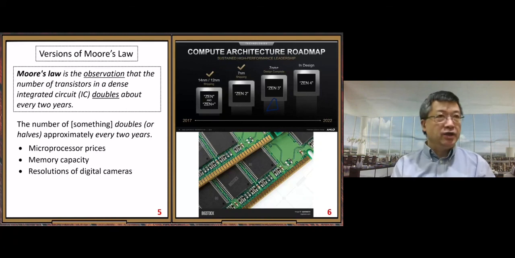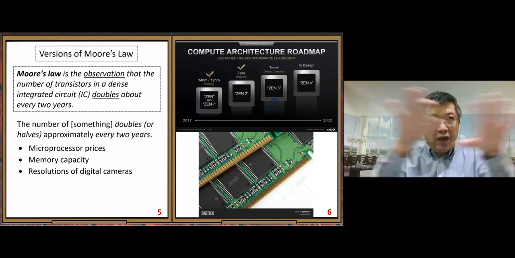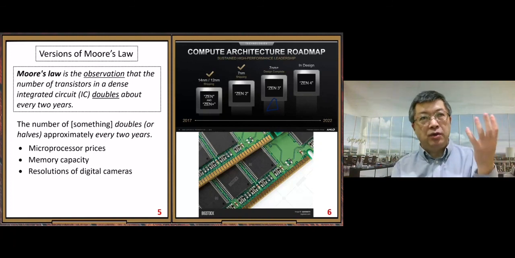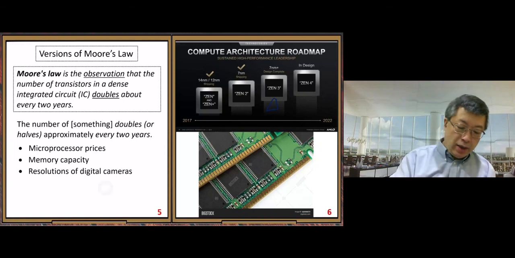All right, so for the first video, I just wanted to give you this kind of background regarding Moore's law. All right, let's stop here.